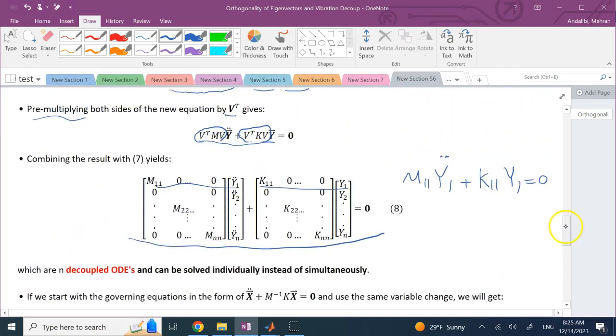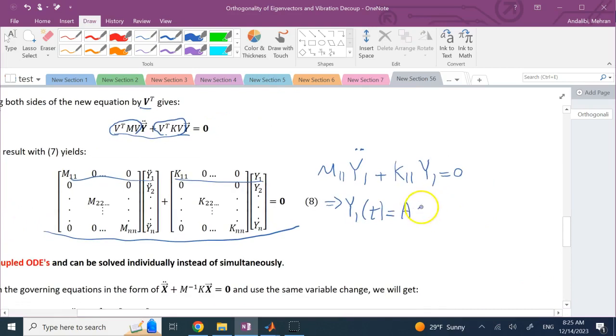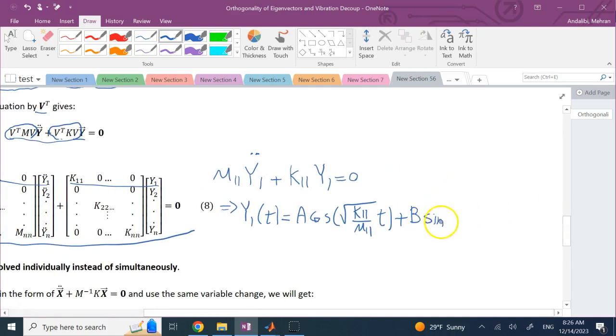But now look at these y's. This one, you can directly go ahead and solve it, right? So here, y1 of t is what? Well, of course, it's some constant a times cosine of square root of k11 over m11, which is the natural frequency for that mode, times t, plus b times sine of the same thing. That's all it is. And you can do it for any other mode.